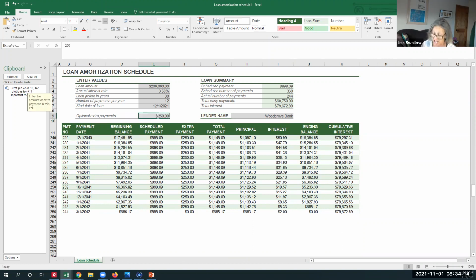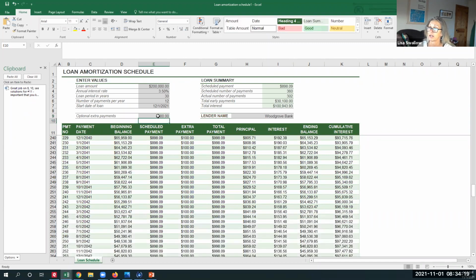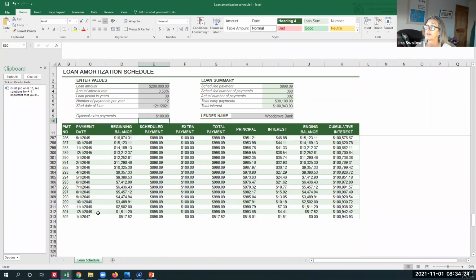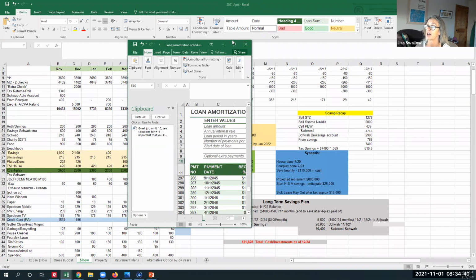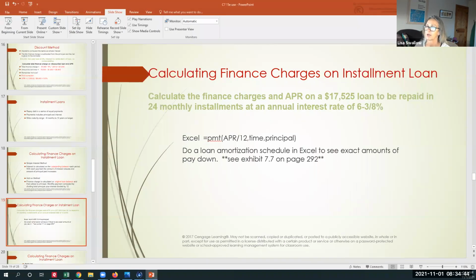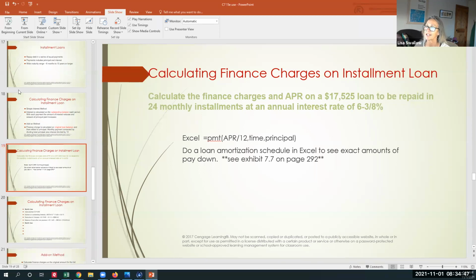Even just making a $100 extra a month payment, I'm done with it in 46. I knocked 5 years off of my loan by putting an extra $100 a month, and I saved $23,000 in interest. Okay, so hopefully you guys can see how beneficial that is. Okay, so that's an installment loan.